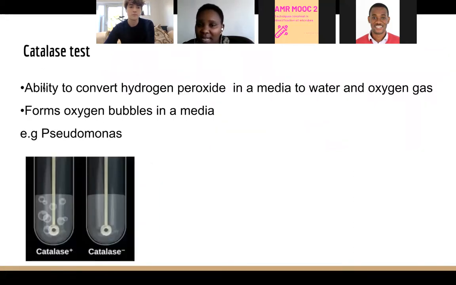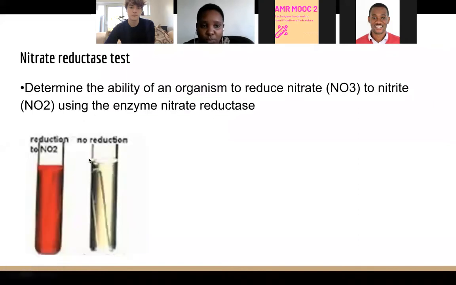Another one, we have catalase, which differentiates those organisms with the ability to convert hydrogen peroxide into water and oxygen. For this case, you will see bubbles in your media. This will show that oxygen has been formed. And since your media contains hydrogen peroxide, it means that the bacteria you have grown has the enzyme which can degrade the hydrogen peroxide inside the media to give water and oxygen. That's why you can appreciate it by the bubbles. Then Pseudomonas is an example of a catalase positive bacteria.